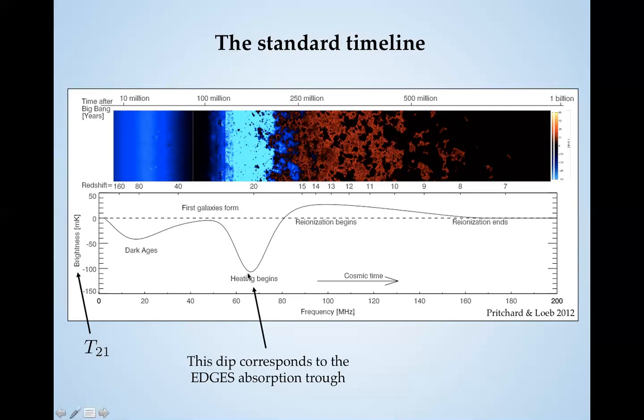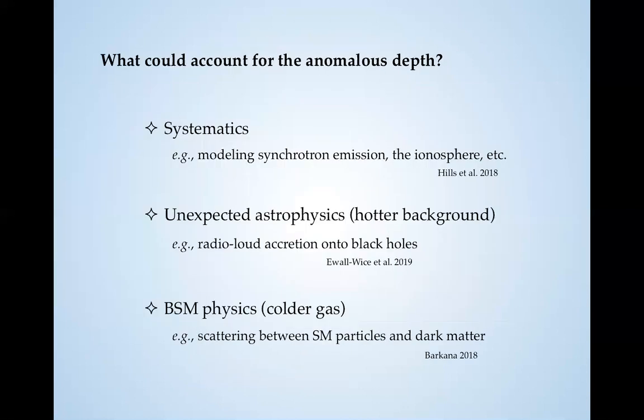But then once enough stars have formed, their radiation begins to heat up the gas itself, and that terminates the absorption feature. So the important thing here is that the height of this absorption feature is at most the difference between the background radiation temperature and the hydrogen gas temperature. So with that in mind, now let's go back to this question: what could account for the anomalous depth?